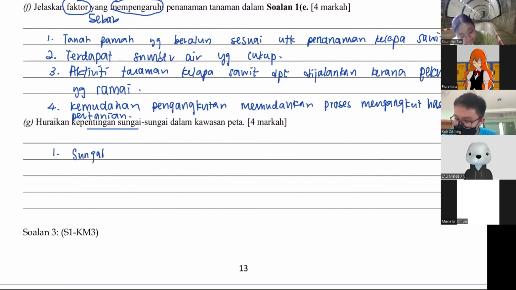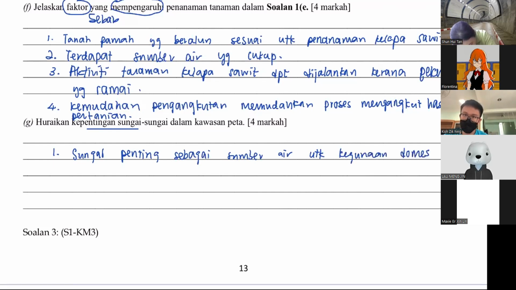So you can say sungai penting. Okay, penting for what? Penting sebagai sumber air. Okay, untuk kegunaan domestik kepada penduduk, to the people. All right. Other than that, you see, we have plantation on top.